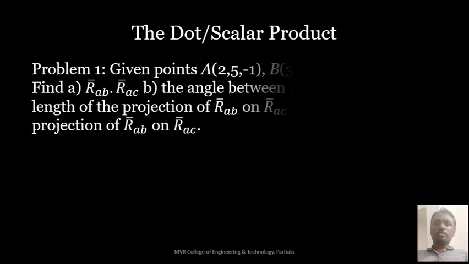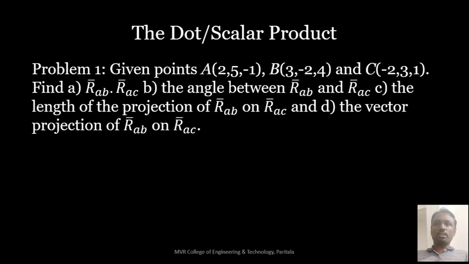See that? This problem has 3 points, so we need to identify R bar AB dot R bar AC, similarly the angle between R bar AB and R bar AC, the length of projection of R bar AB on R bar AC, and the vector projection of R bar AB on R bar AC. First we need to identify R bar AB dot R bar AC. I told you the formula for that. So what are the formulas?